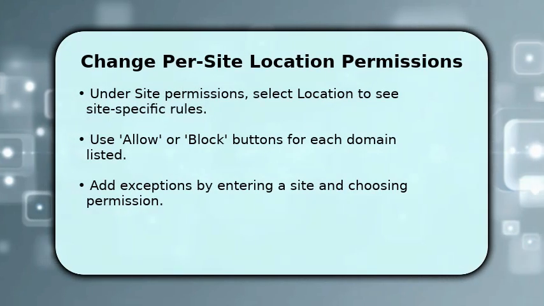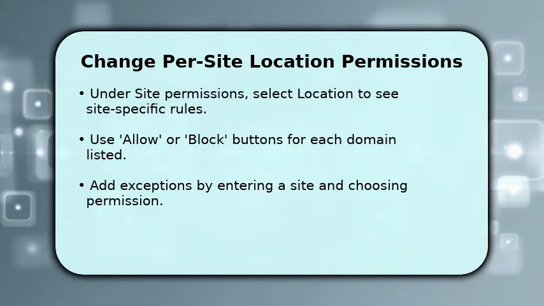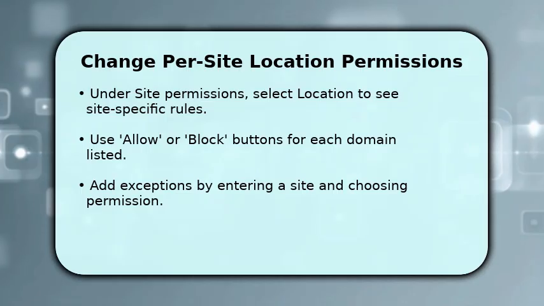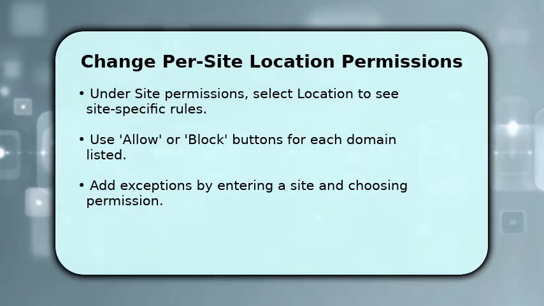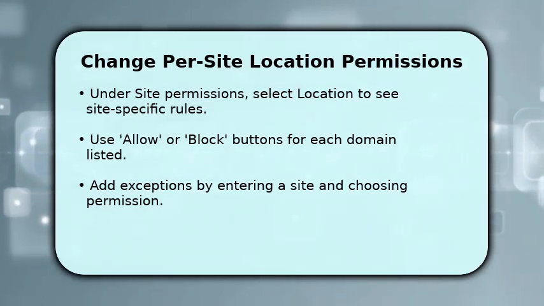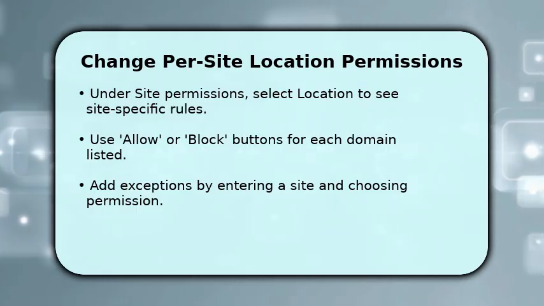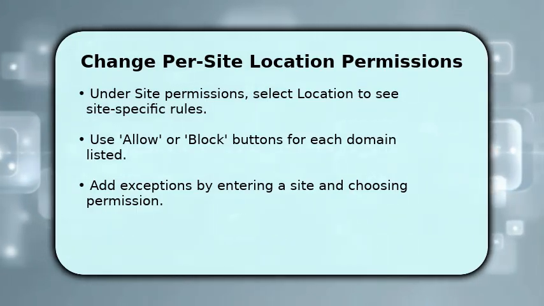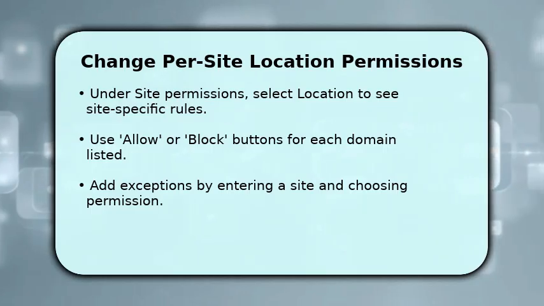Now you focus on per-site permissions because this is where precision matters. Under Site Permissions, pick Location and review the list: allowed sites, blocked sites, and recent prompts. Click a domain to change it to allow or block depending on trust and need. This prevents unnecessary prompts from approved sites and stops tracking from suspicious ones.